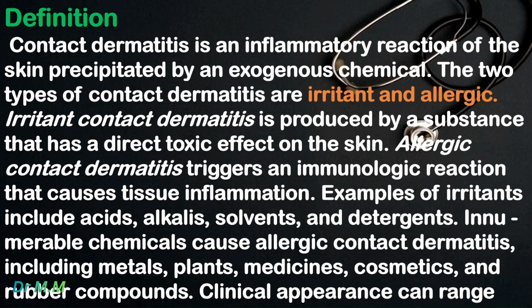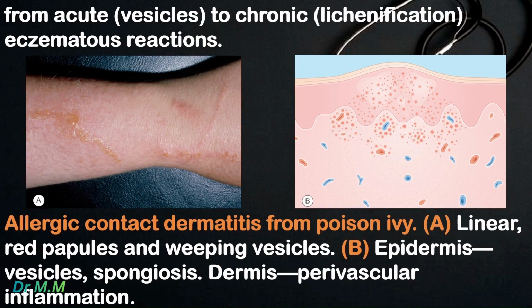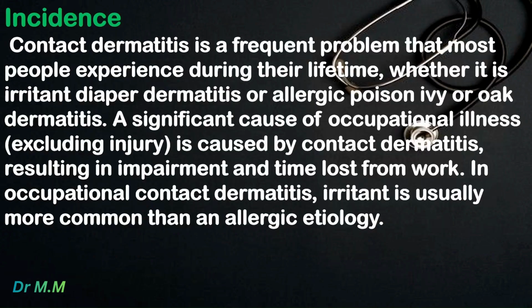Clinical appearance can range from acute, with vesicles, to a chronic, lichenified eczematous reaction. In allergic contact dermatitis from poison ivy, linear red papules and weeping vesicles are present. In the epidermis, vesicles and spongiosis can be seen, and in the dermis perivascular inflammation is present.